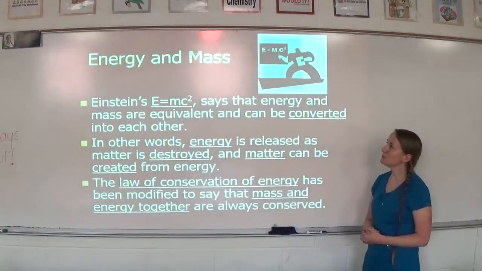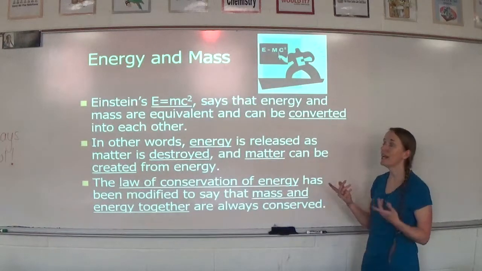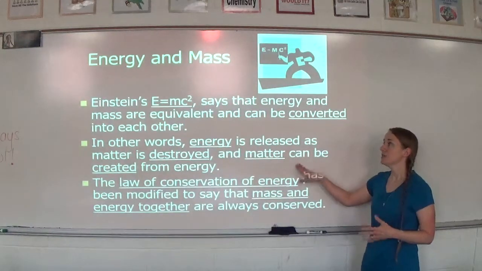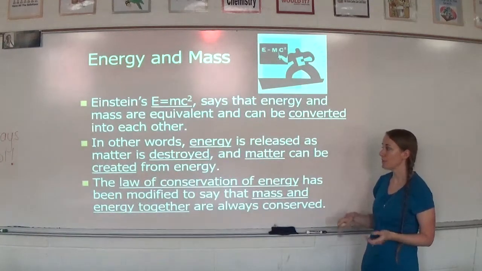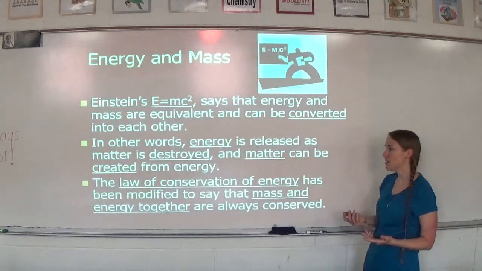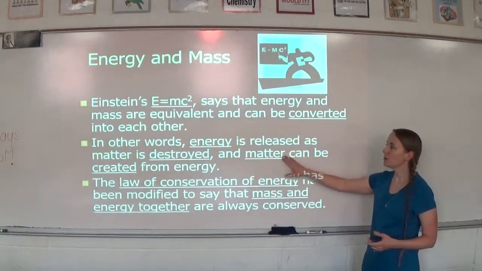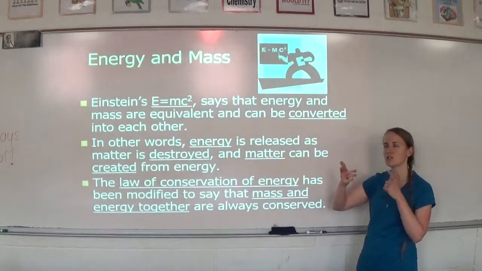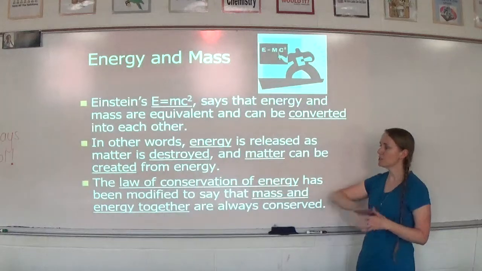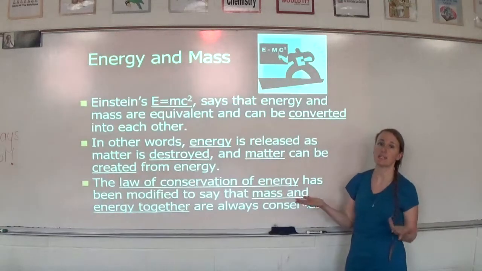Einstein's E equals mc squared says that energy and mass are equivalent and can be converted into each other. In other words, energy is released as matter is destroyed, and matter can be created from energy. That goes into the chapter on nuclear chemistry, where we'll talk more about that. The law of conservation of energy has been modified to say that mass and energy together are always conserved. The problem is, if matter can be created from energy, some of the energy has to turn into matter, so then energy is not being conserved. That's why the law says mass and energy together must be conserved, so we can still follow Einstein's E equals mc squared.